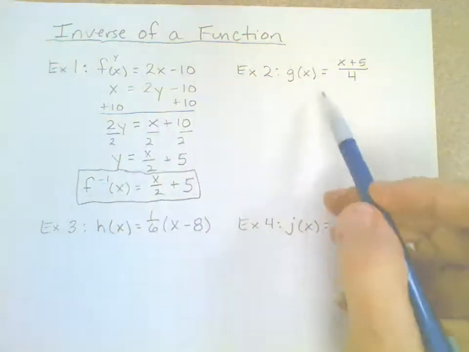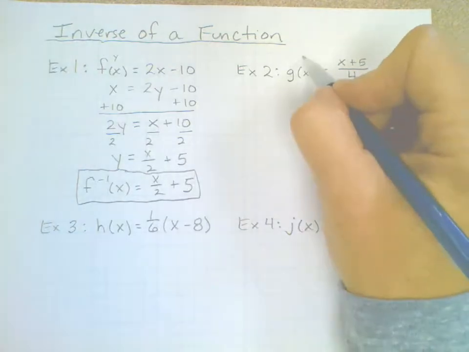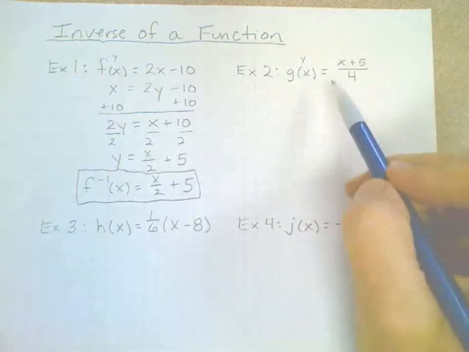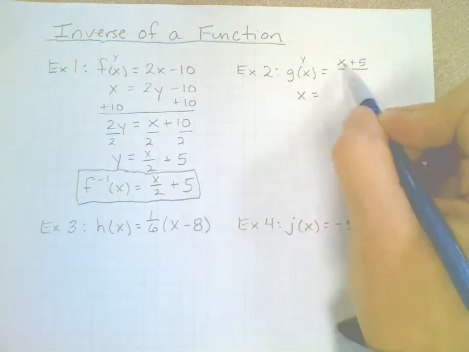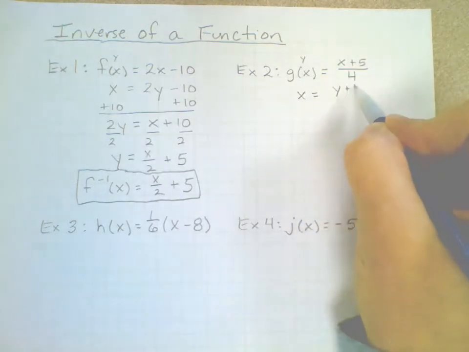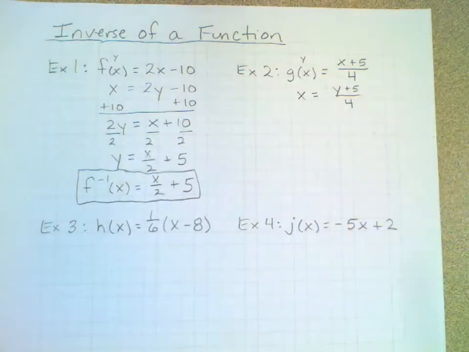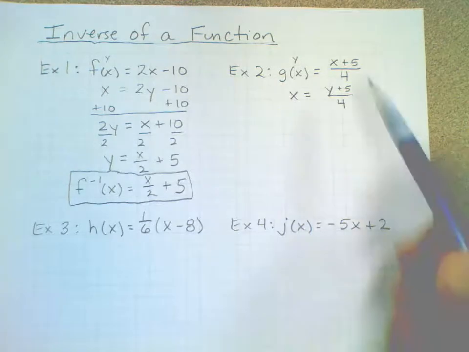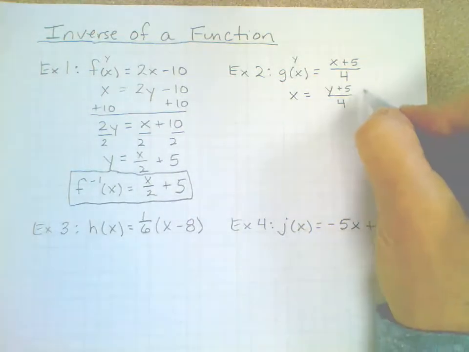Okay, same thing over here. So g of x is the same as f of x, which is the same as a y. So this is going to be my y. I'm going to trade places. So I'm going to bring the x over here, and then y plus 5 over 4. Now, in order to get to the y, because that's what we want to isolate, I'm going to have to undo this 4 first. So I'm going to multiply both sides by 4.